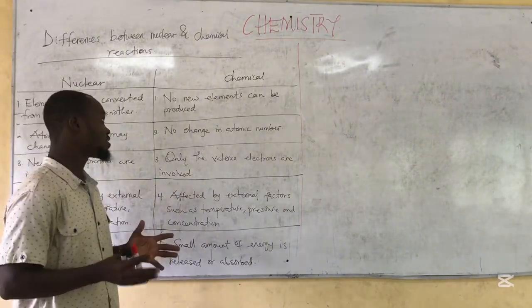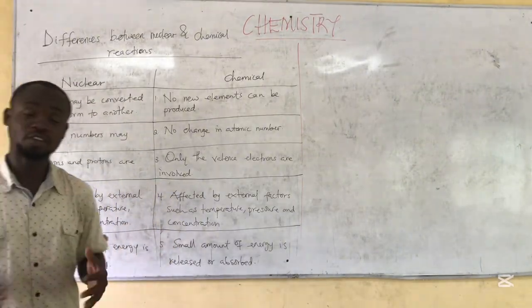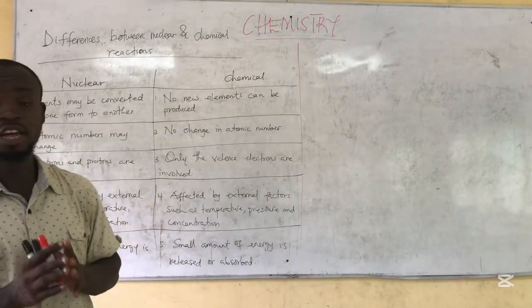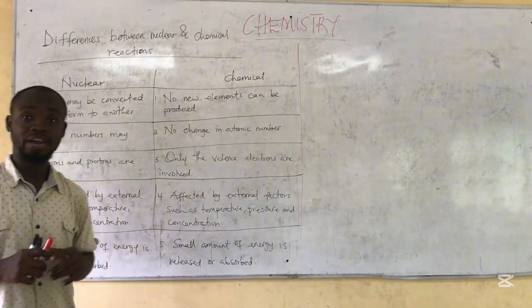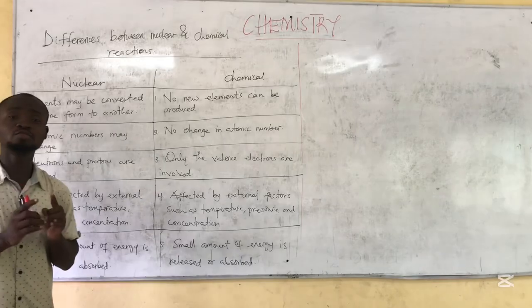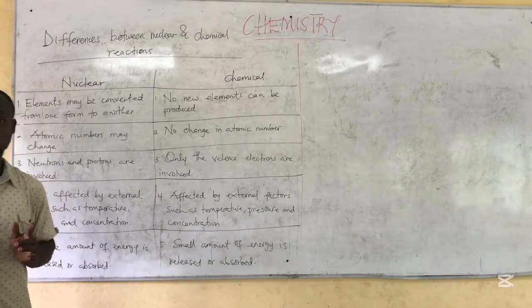But for chemical reactions, no new elements can be produced. It's just a rearrangement of the elements. No new element is produced in chemical reactions. Is that okay? So this is one difference between a nuclear reaction and a chemical reaction.